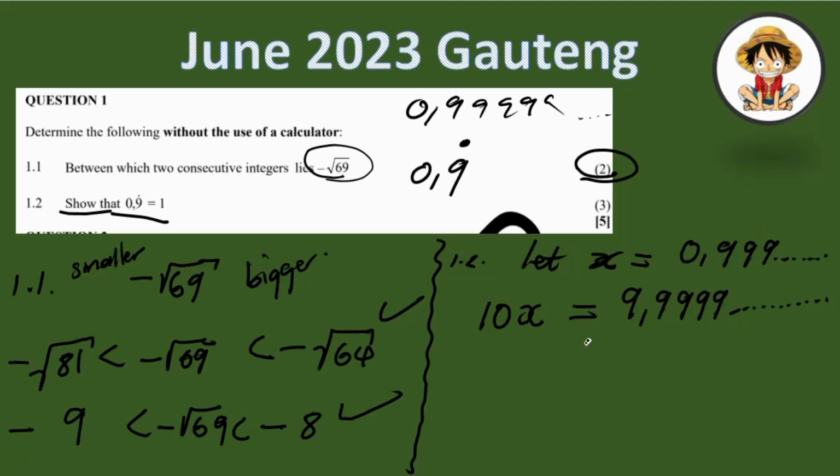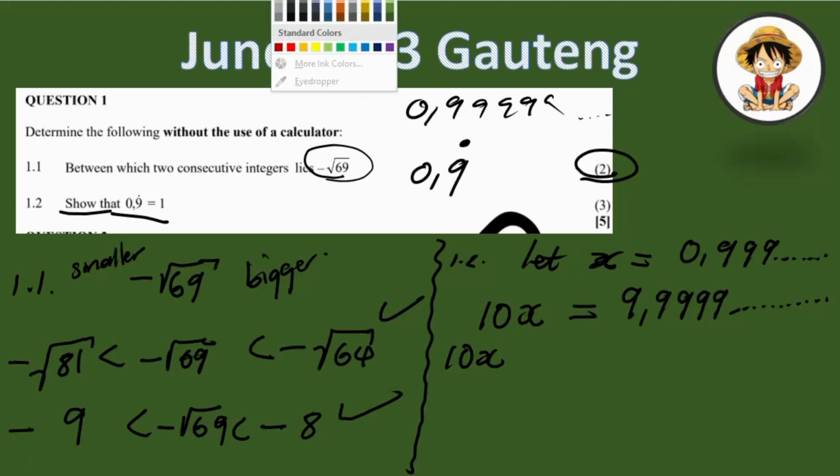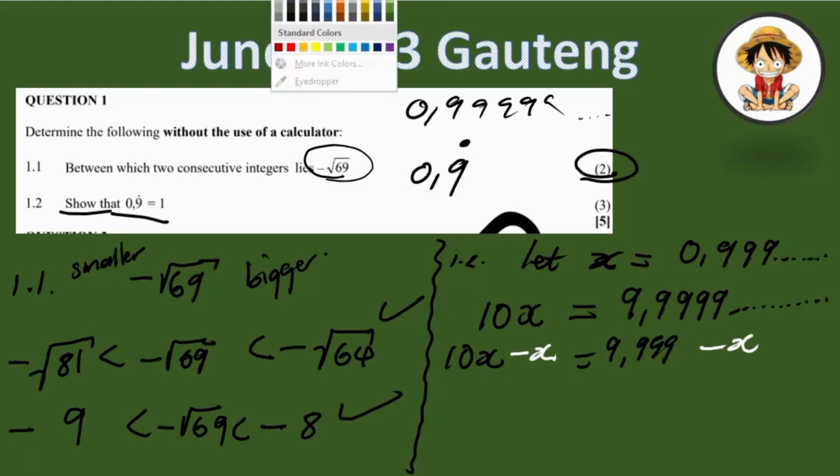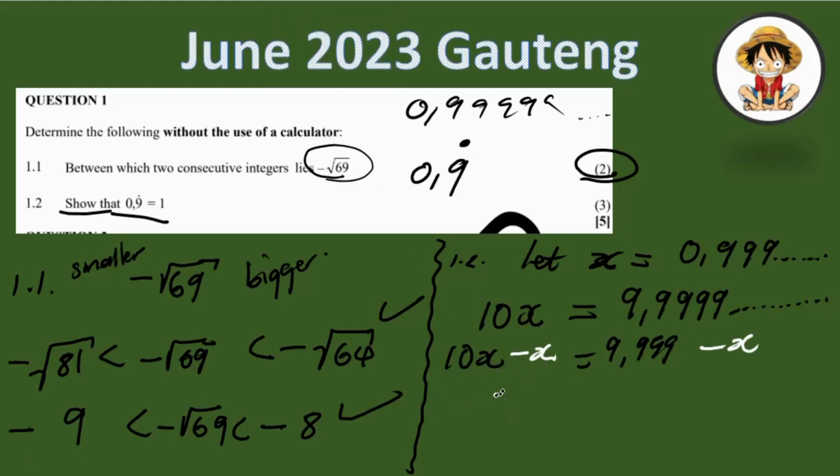And then afterwards, I'm going to say, let me remove x on both sides. So I'm going to say 10x, let me choose a different color here, minus x. I'm going to do that also for this part here, which is equal to 9.999 minus x. Minus x. Right? But then, let's start on the left side. On the left side, what I know is that 10x minus x is 9x. Easy, right? But then what's happening here?